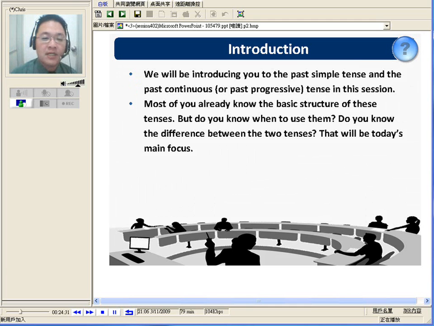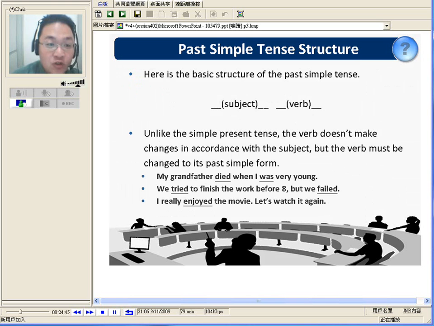As usual, I'm very sure that you already know the basic structure of how the sentence works. The only problem is, what's the difference between simple past and past continuous? The problem is, when do we use them? And that is what is going to be today's focus.